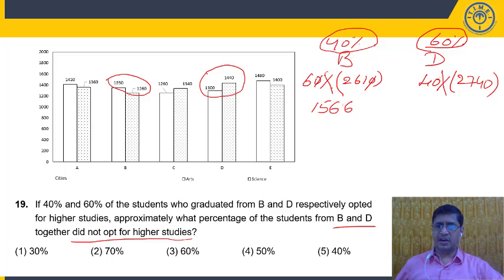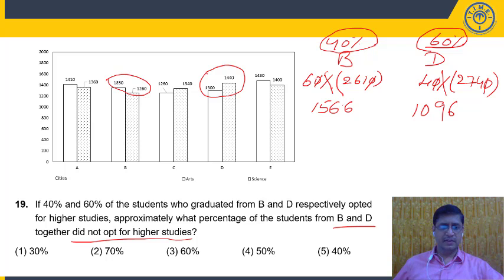So the percentage and zeros get cancelled. The product of these two numbers, 4 into 4, 16. So 16 plus 16, 28 plus 1 is equal to 29 and 10 here. So 1096. What we need to find?